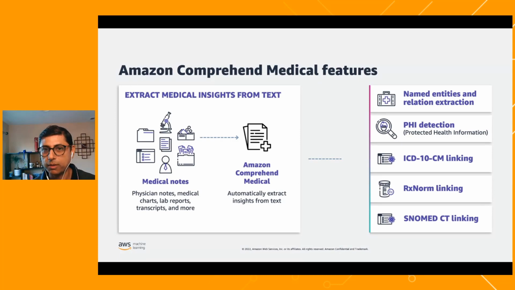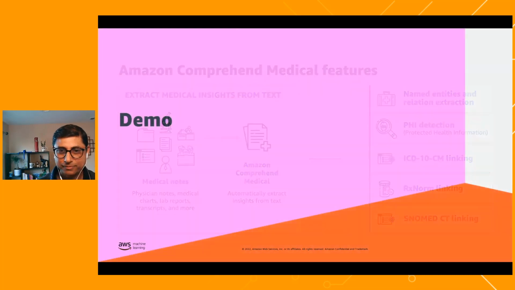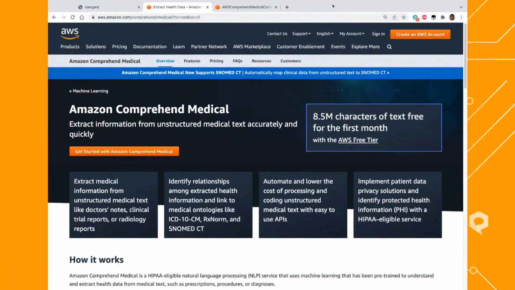So for example, there's an API for detecting entities, another set of API for PHI detection, and then ICD-10, RxNorm, and SNOMED-CT. So with that, let's jump into a demo to see Comprehend Medical in action. All right, let's look at a demo of the Amazon Comprehend Medical feature.